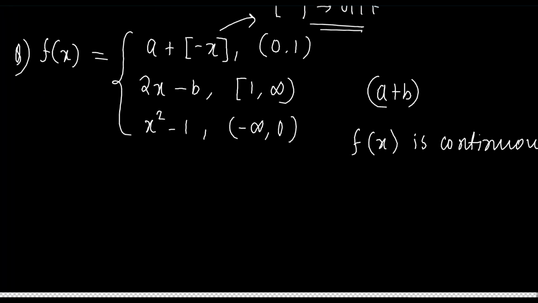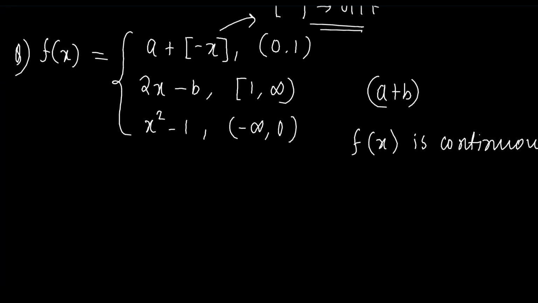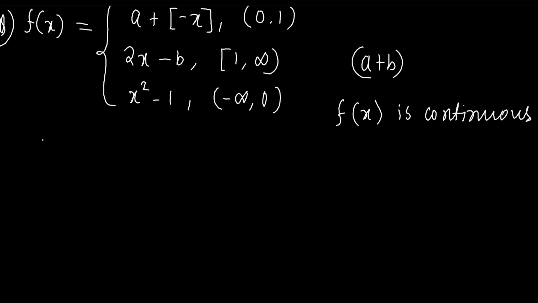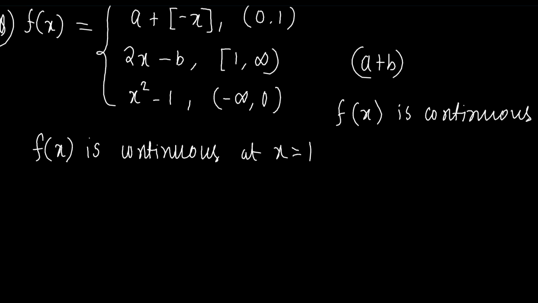Now you see that if we want to check the continuity of this function, we know that this function is continuous on R. That means we can write that f(x) is continuous at x equal to 1. So we will check the continuity of this function. That means we will just equate LHL equal to RHL equal to functional value. So here we can write a plus box of minus x equal to 2x minus b.